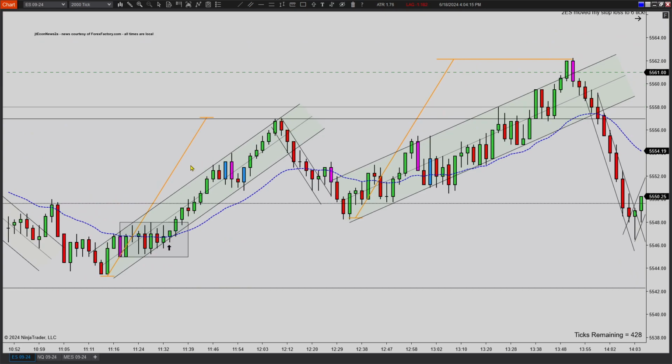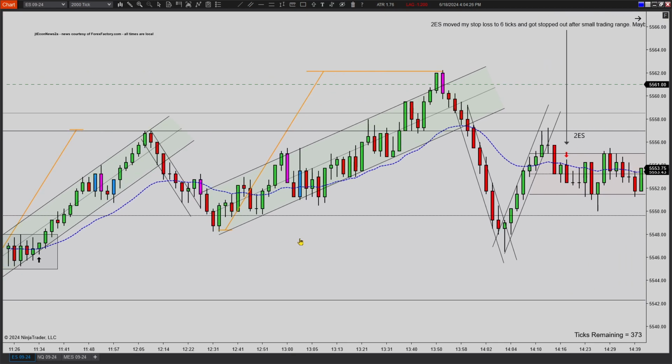You finally get your move up, and I see this nice measured move, and sometimes it goes exactly to the tick, and sometimes it doesn't, and it did today. Picture perfect measured move here, and you get your break and new low before that.